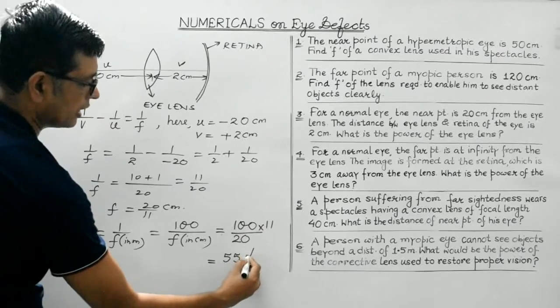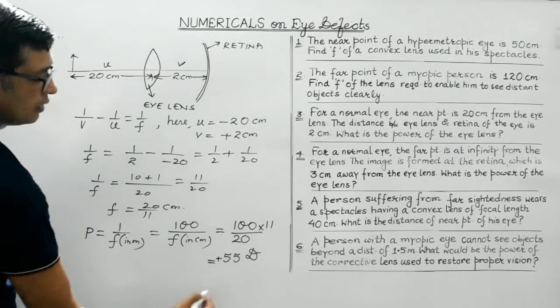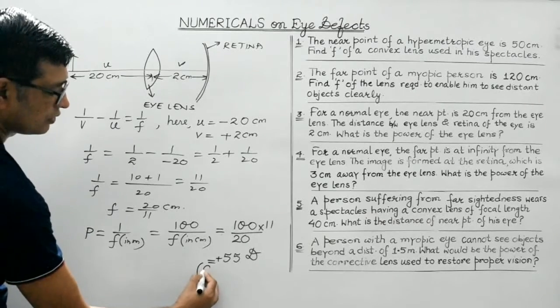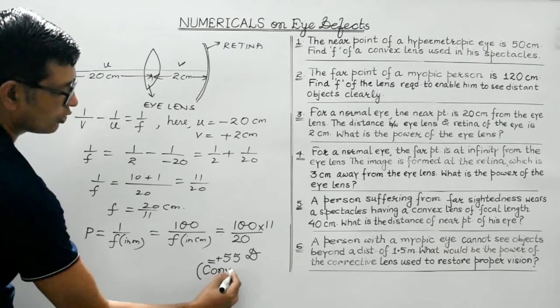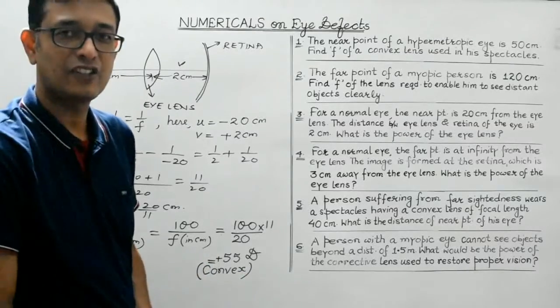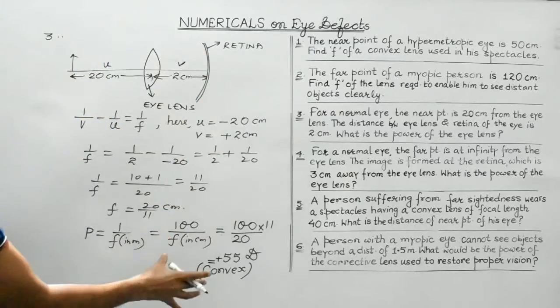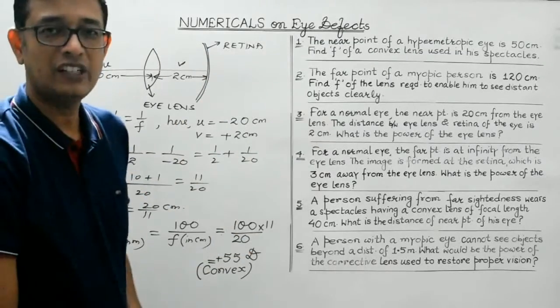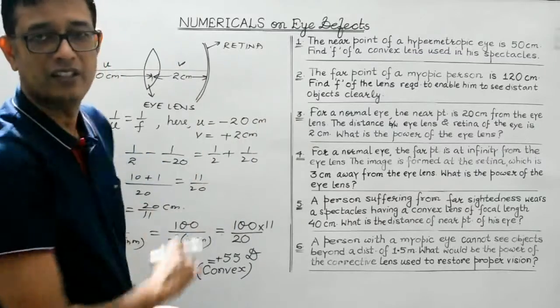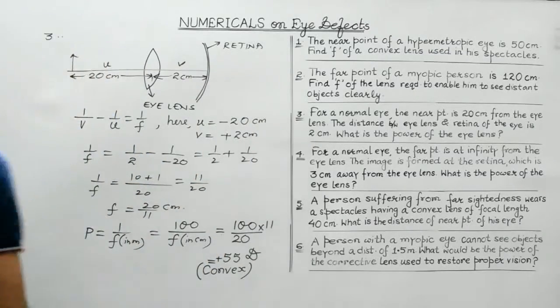55 diopter, and with positive sign. So the nature of the lens is converging or convex. It is very much the fact that our eye lens is of converging nature. So this is how you need to do such questions, right? This is a very, very good question indeed. Let's proceed further. Let's concentrate on the fourth question then.